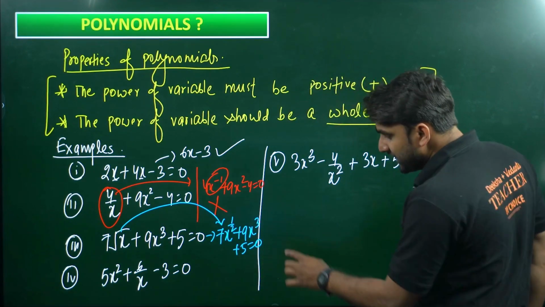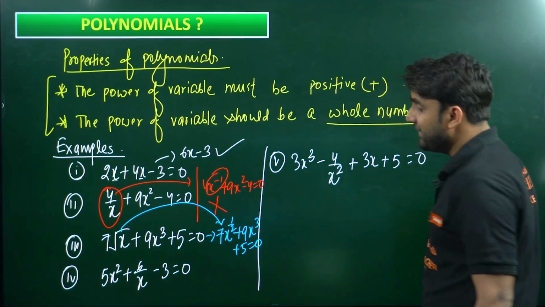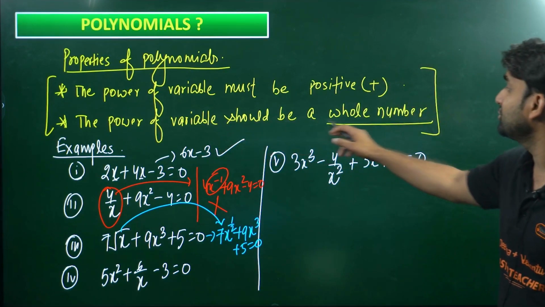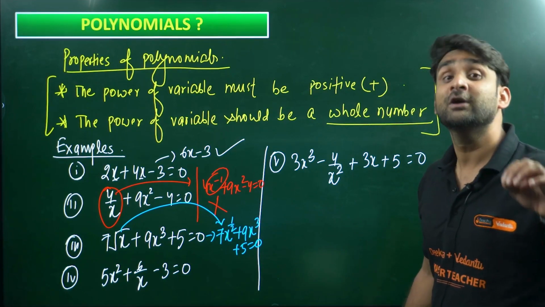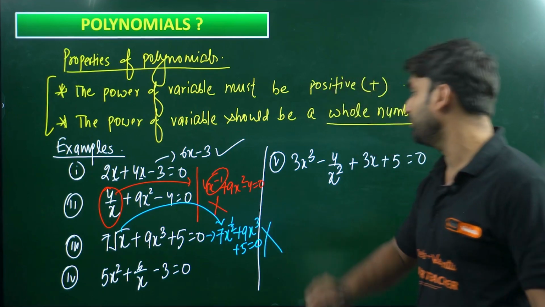Here x is power 3, which is in correct format, but this x to power half is violating the rule, and the rule is the power of variable should be a whole number. 1 by 2 is not a whole number. 1 by 2 is fractional format, rational format. So this is not polynomial. So this is also not polynomial.